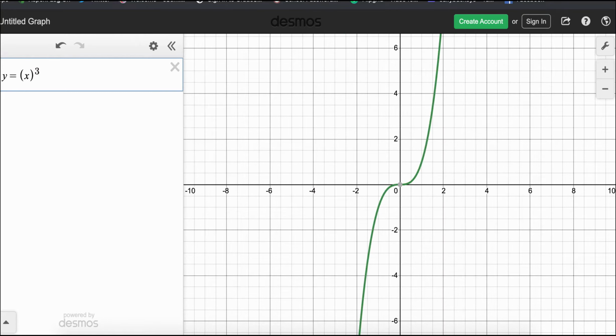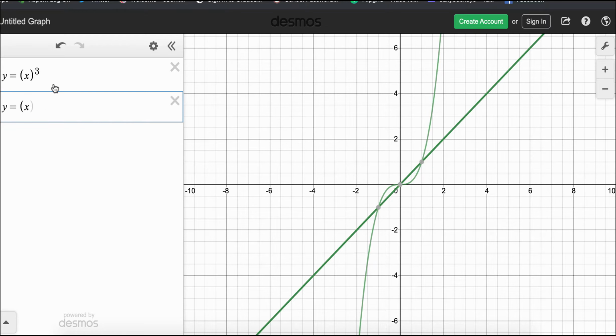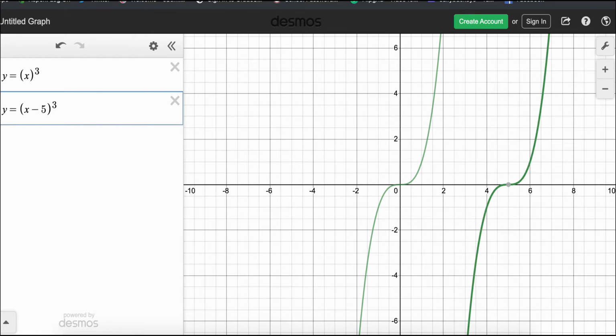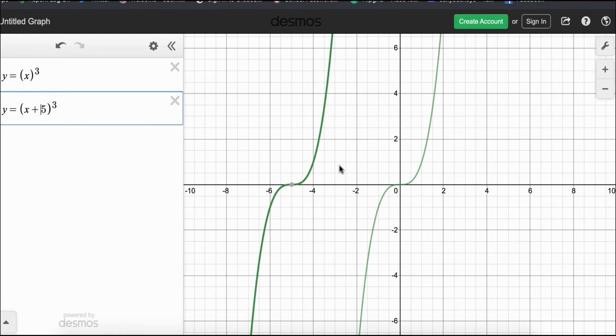Let's see here. Here's our parent function of a cubic. It comes up and turns nicely. Let's try it. y equals (x minus 5) to the third. (x minus 5) to the third moved us 5 units to the right. It's the opposite. So when I put it on the inside, it's doing the opposite of what I would expect. Let's change that to plus. Plus moved it to the left.